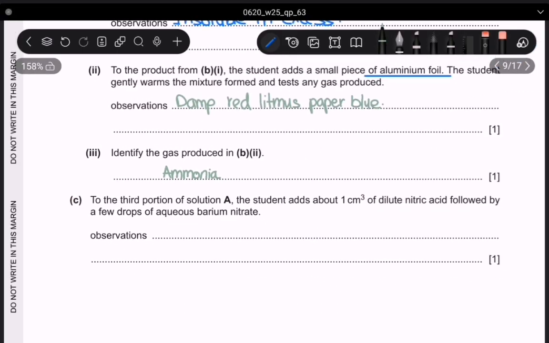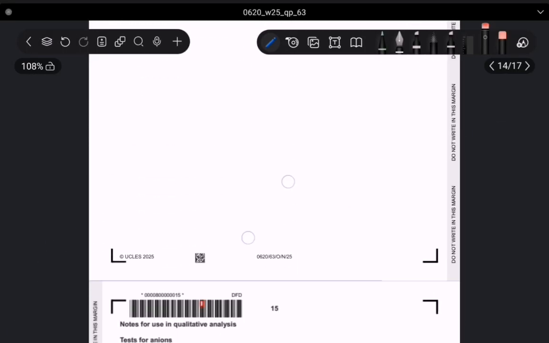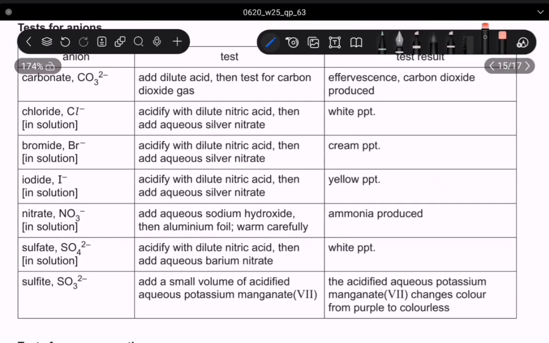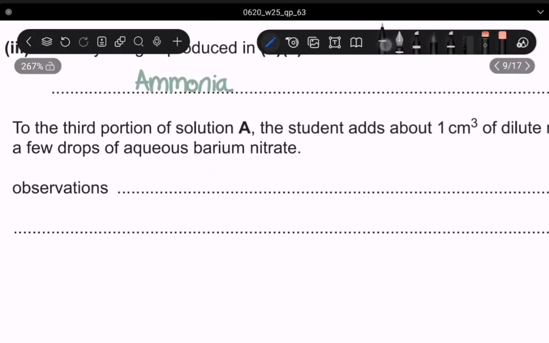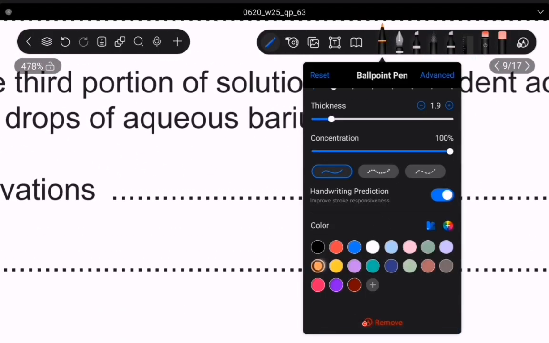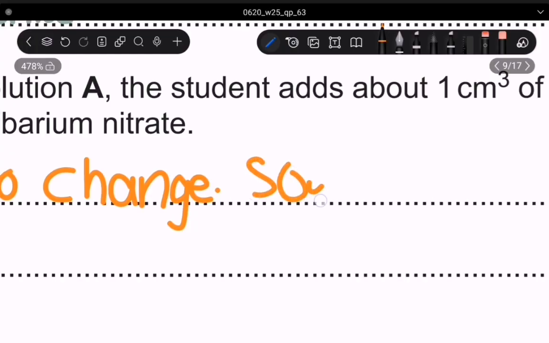To the third portion of solution A, the student adds about 1 cm³ of dilute nitric acid followed by a few drops of aqueous barium nitrate. Now this is the test for sulfate ions. We don't have sulfate ions present in our solution because it is iron(III) nitrate. So what are you going to write? You'll not say an answer for that. You'll just write no change, since there is not going to be any change because there are no SO4 2- ions in there anyway. So your answer is going to be no change.